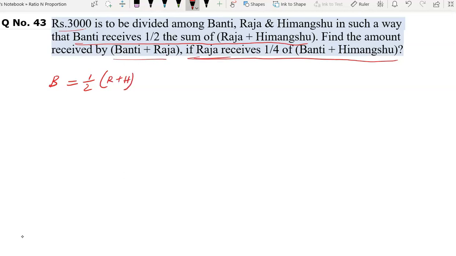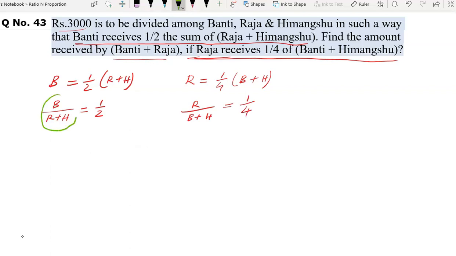And the second condition says Raja receives 1/4 of Banti plus Himangshu. So we can say B upon R plus H is equal to 1 by 2, and R upon B plus H is equal to 1 by 4. Now if we look at this, we have Banti, Raja, and Himangshu. If we look at this, we have Raja, Banti, and Himangshu.